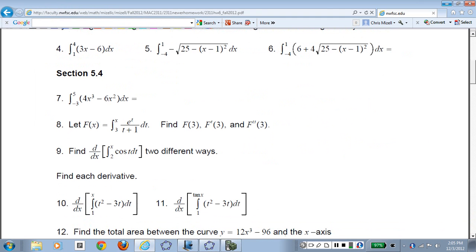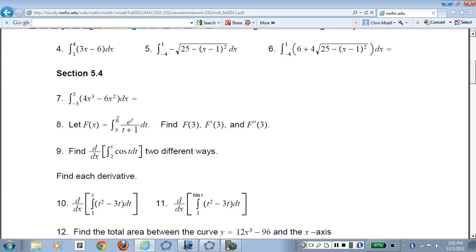Section 5.4. For this, I'd like you to find the antiderivative, substitute the 5, substitute the -3, get an answer. That should be an easy problem. Number 8, we did one of these right at the beginning of class, the one with the square root of cosine x in it. So I think of this as an easy problem.